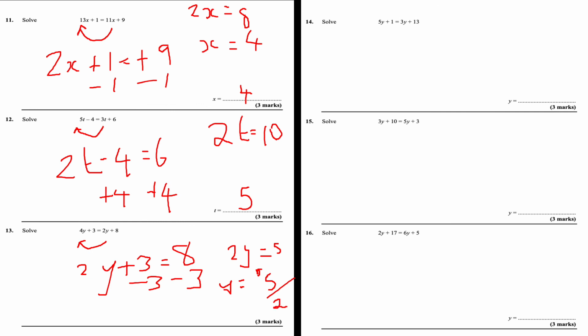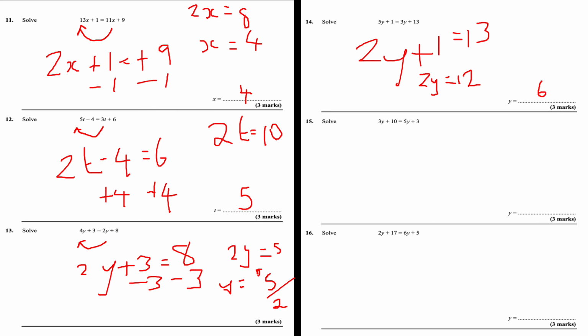Okay, question 14, guys. 5y plus 1 is equal to 3y plus 13. Subtract 3y on both sides. I get 2y plus 1 is equal to 13. Subtract 1 on both sides. I get 2y is equal to 12. Dividing both sides by 2, I get y is equal to 6.